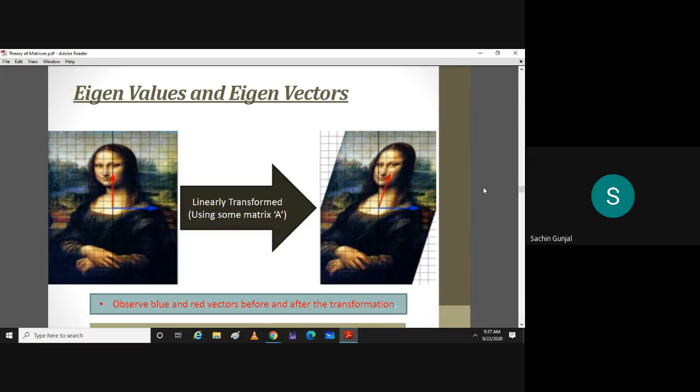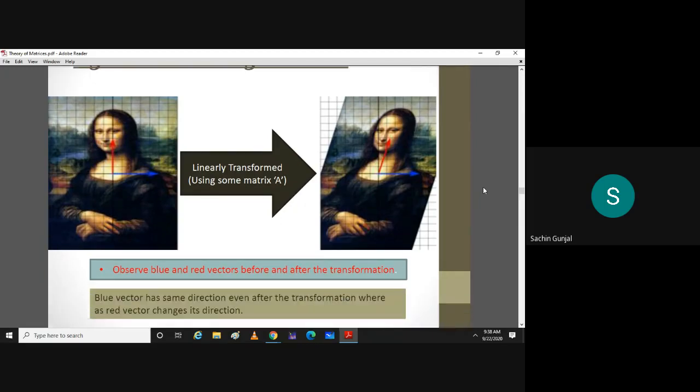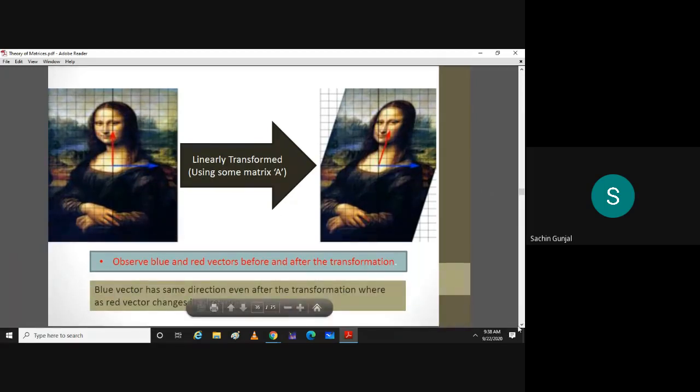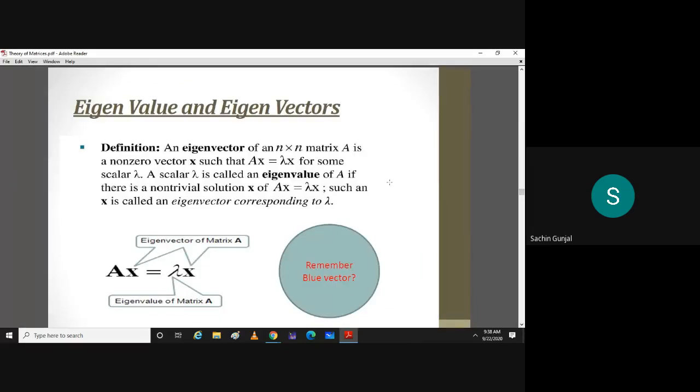So let us quickly recall what we saw yesterday. We started with eigenvalues and eigenvectors. Eigenvectors are the vectors which remain in the same direction after the transformation Ax. We have seen the definition: Ax equals lambda x, where lambda is an eigenvalue of that matrix A and x is called an eigenvector.